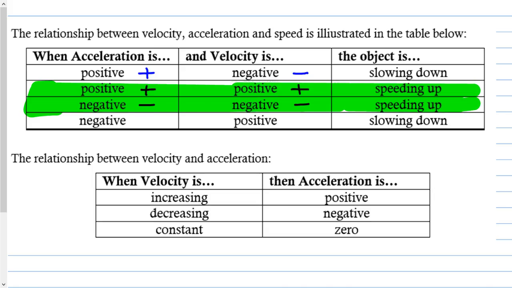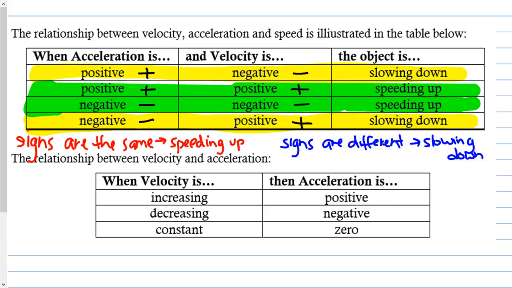And then for the last one there, when acceleration is negative and velocity is a different sign, it's positive, then my object is slowing down. So, to break this down with much less words, you look at the signs. If the signs are the same, if they're both positive or both negative, the object is going to be speeding up. When the signs are different, one's positive, one's negative, doesn't matter which one, our object is going to be slowing down.